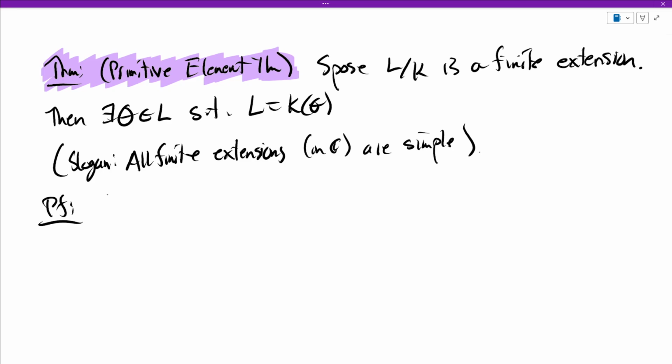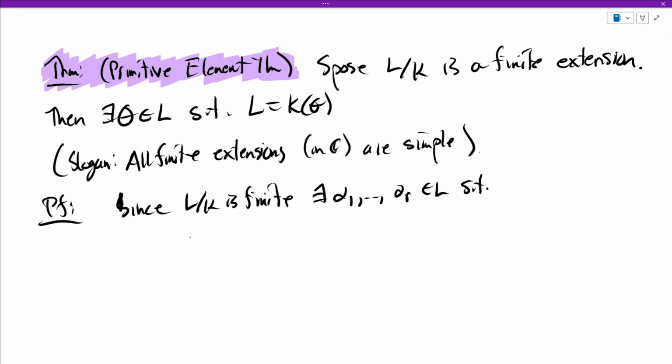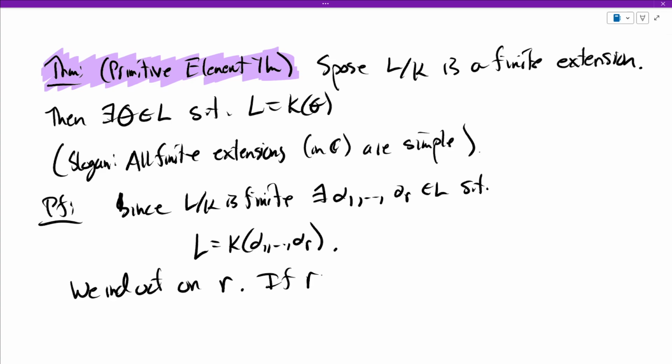So proof. Well, since L over K is finite, that's the same as finitely generated by algebraic elements. There exist alpha 1 through alpha r in L such that L is obtained by adjoining alpha 1 through alpha r. Why do this? Well, now we can proceed by induction. So we induct on r. If r equals 1, we're good. This is simple, so alpha 1 will be our primitive element.